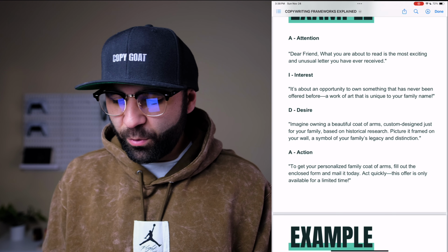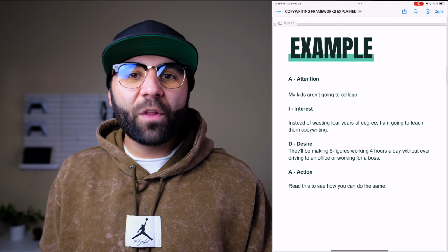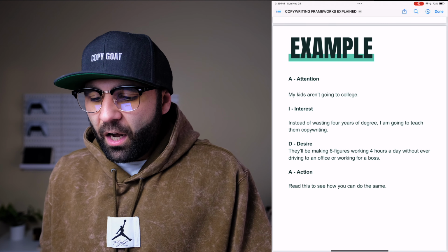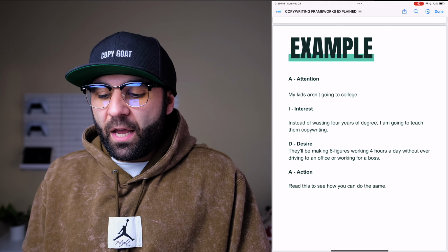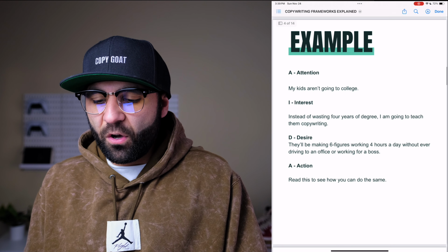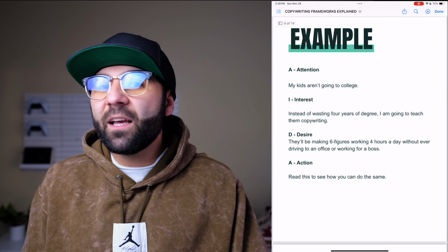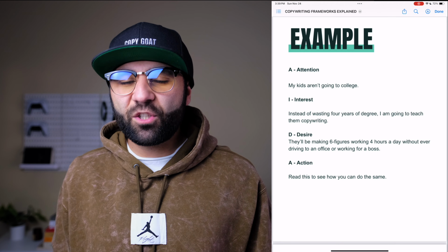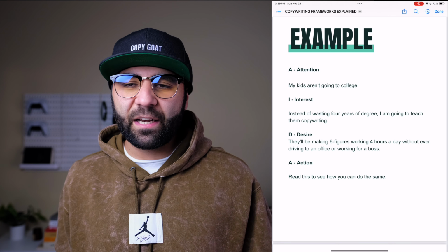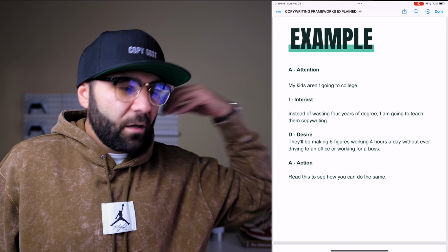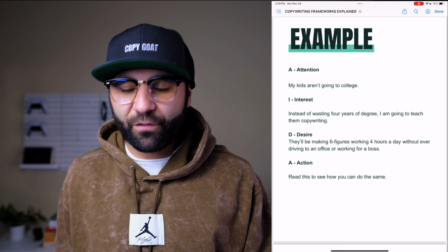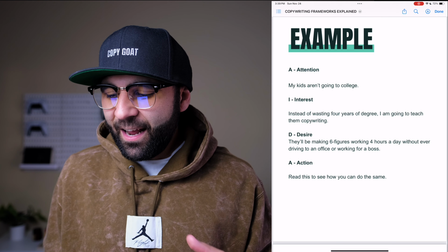So that's our first example. The next example is one that I wrote, and this was a tweet. It was a thread that went pretty viral for me. And so it was really, really simple. So attention is, my kids aren't going to college. This will grab a lot of people's attention because it contradicts society. Okay, so most people want their kids to go to college. They talk about college as being some kind of high society. It's hilarious. Any of these things.